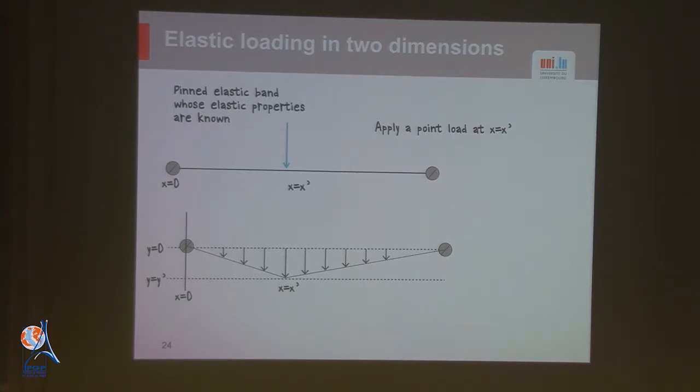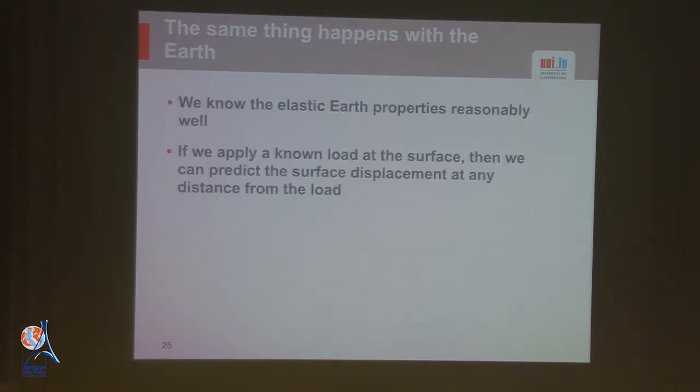And if you have loads at many places, then all of them will sum up linearly to give you the displacement at a single place. I hope that's clear. It's actually much simpler than the way I've probably explained it. So we can take that simple two-dimensional model and also apply it to the Earth. We know the elastic Earth properties reasonably well from seismology, and so if we apply a known load at the surface, then we should be able to predict the surface displacement at any point at any distance from the single load itself.